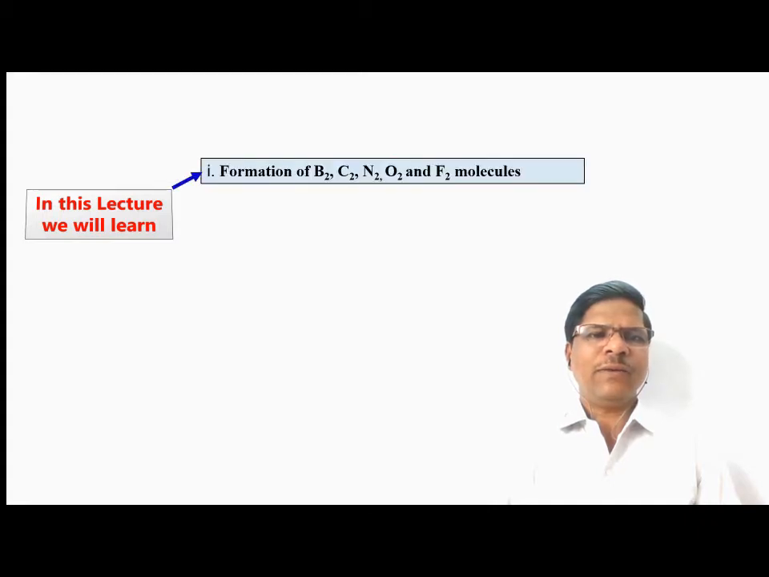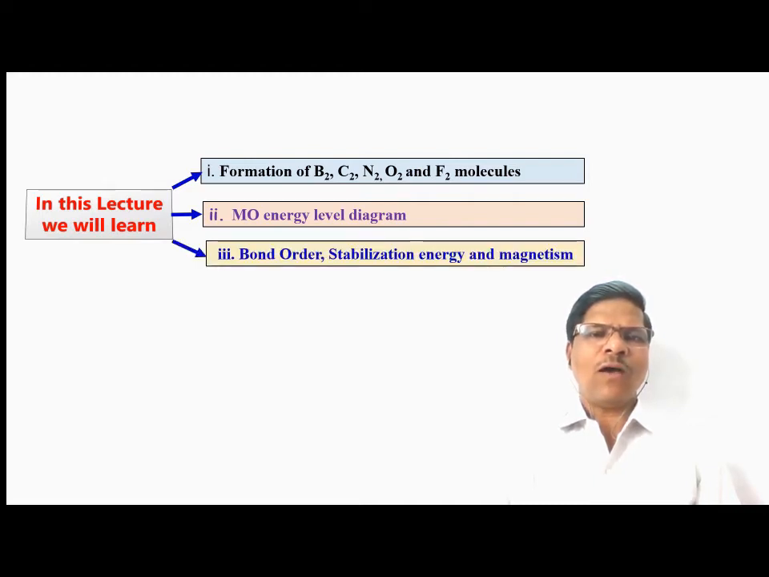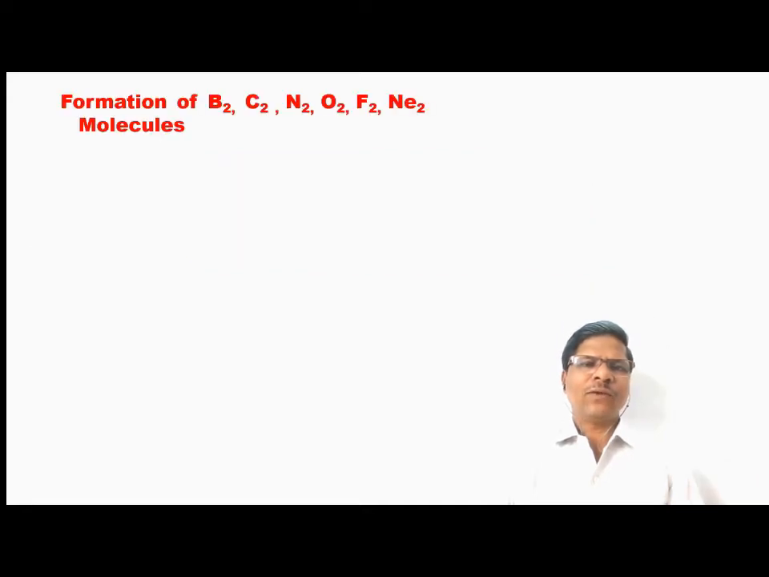So in this lecture we will learn the formation of B2, C2, N2, O2 and F2 molecules, the molecular orbital energy level diagrams of these molecules, bond order, stabilization energy and magnetic properties of these molecules. So this is the plan for this lecture. So, the formation of B2, C2, N2, O2, F2 molecules we have to explain.